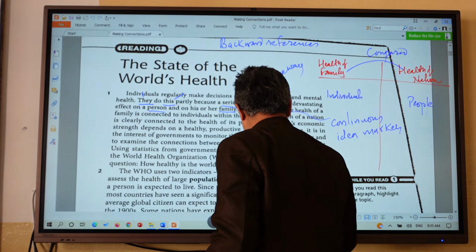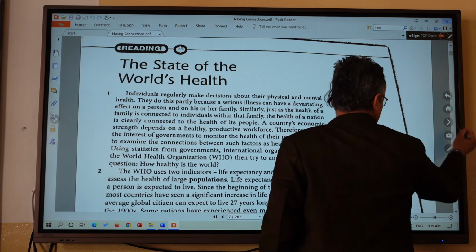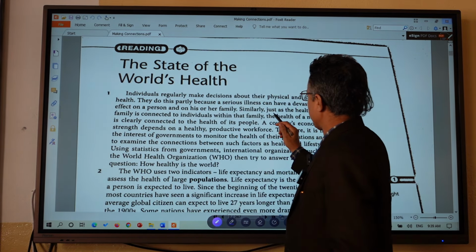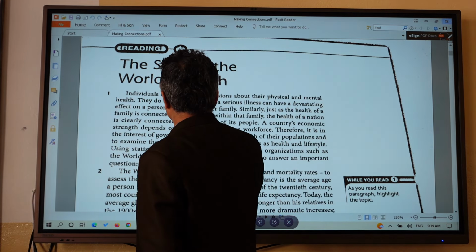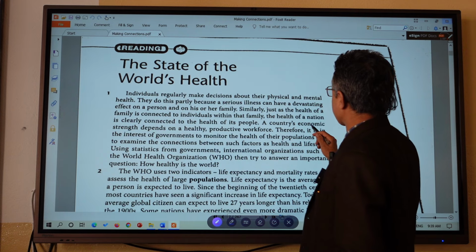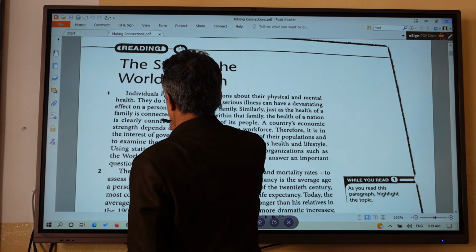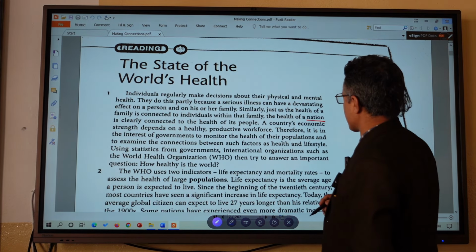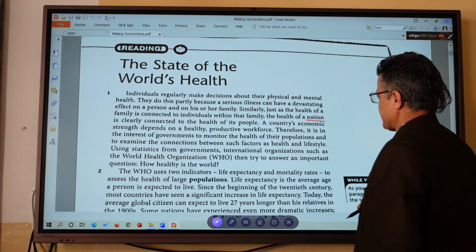Right. Okay. Move ahead. Third sentence. We are reading the third sentence, right? Where is the third sentence? Similarly, just as the health of a family is connected to individuals within the family, the health of a nation is clearly connected to the health of its people. A country's economic strength depends on a healthy, productive workforce.